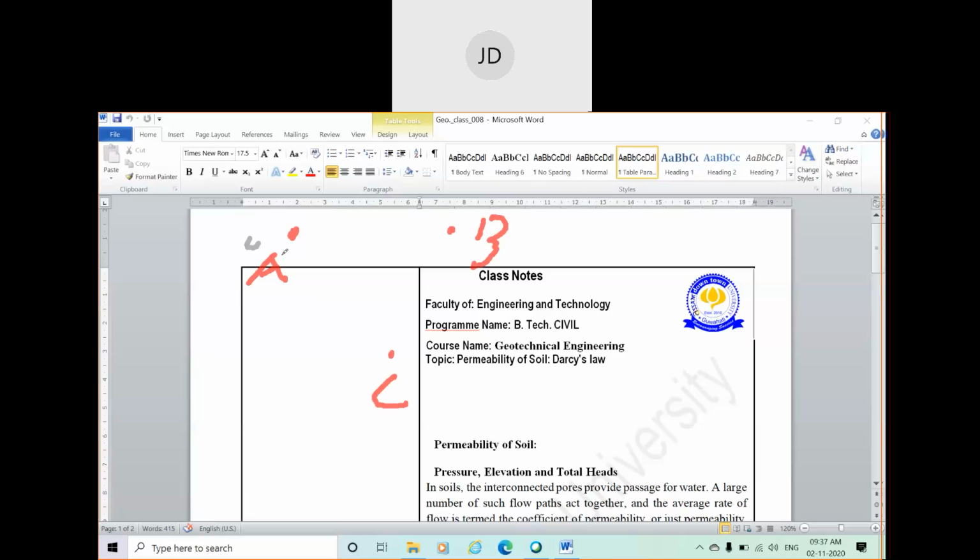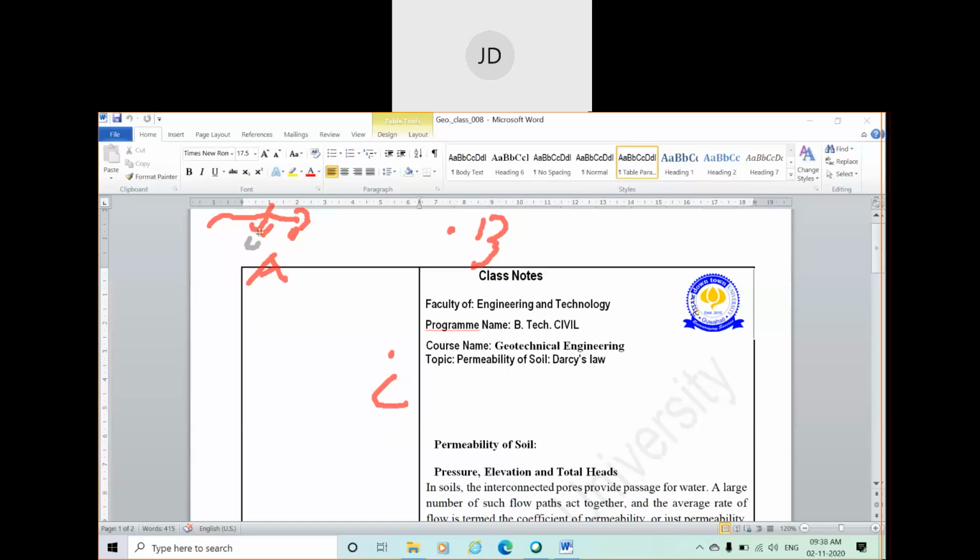Now suppose water is flowing in this direction. If you want to find out whether the water is flowing from A to B or not, suppose water is just at this point A only. It is very difficult for water to travel from A to B, since A and B are at almost the same level.